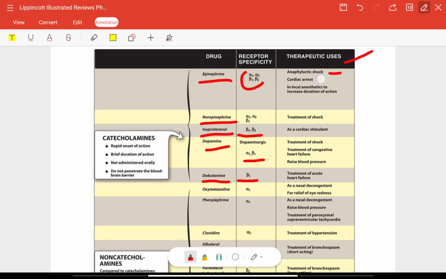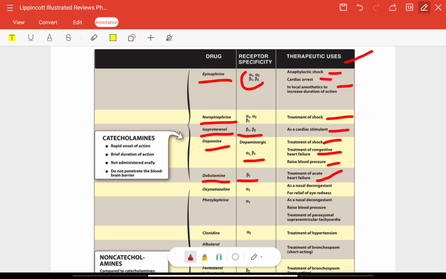Epinephrine is used in anaphylactic shock, cardiac arrest, and as a local anesthetic adjunct to increase the duration of action. Norepinephrine: treatment of shock. Isoproterenol: as a cardiac stimulant. Dopamine: treatment of shock, treatment of CHF and high BP. Dobutamine: treatment of acute heart failure.